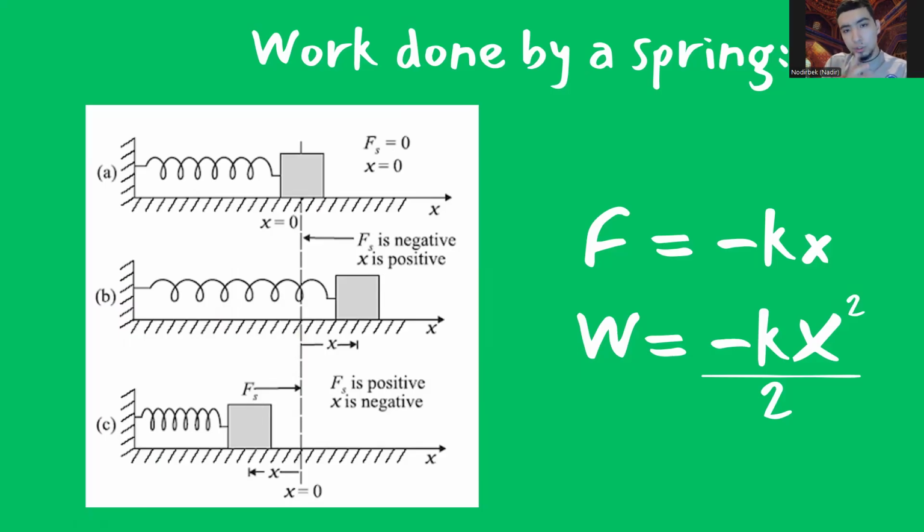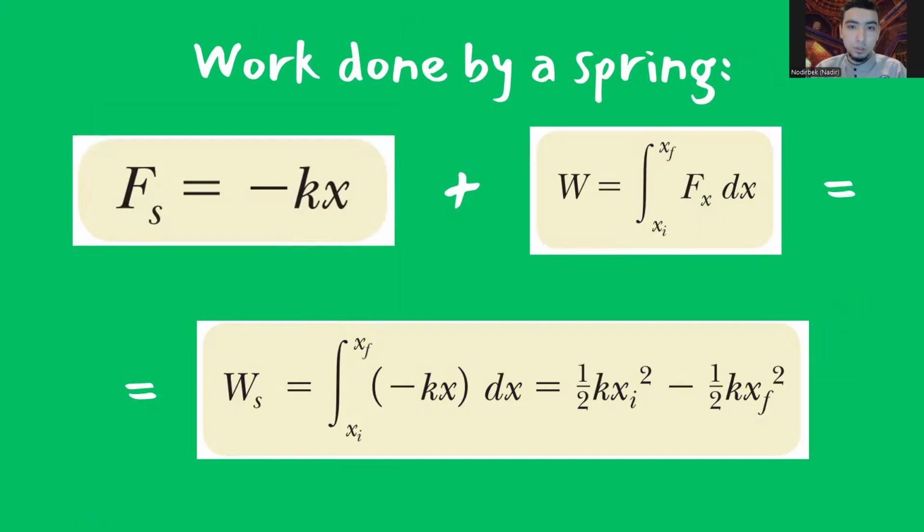From high school, we already know the formula: work done is equal to minus kx squared divided by 2. But for us to understand where it came from, we're going to look at it now. This formula comes from the integration formula, which we just learned. You just put the force, which is minus kx, into the formula that we just learned, which will give us this initial formula.